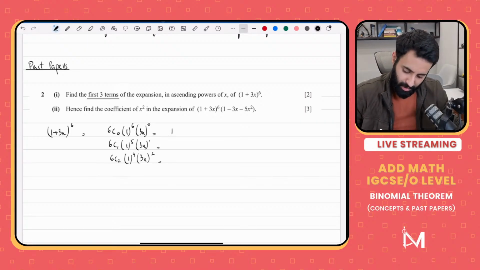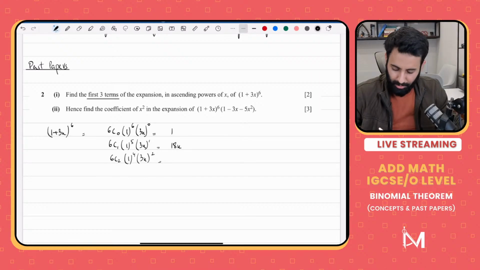So this is going to be 1. This is going to be 18x. 6c2 is 15. 15 into 9, that's 135. 135 x squared. Let's write this nicely. So this is 1 plus 18x plus 135 x squared.